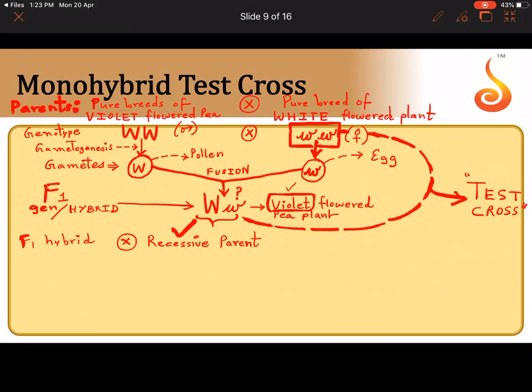So what is the genotype? Here I am writing it on paper. You know it is capital W, small w. Recessive parent is small w, small w. Now imagine this to be the pollen donor, male, and this to be the egg donor, female plant. Two different plants. So this will produce, it's important to write everything, okay? So write genotype here. And then write gametogenesis.